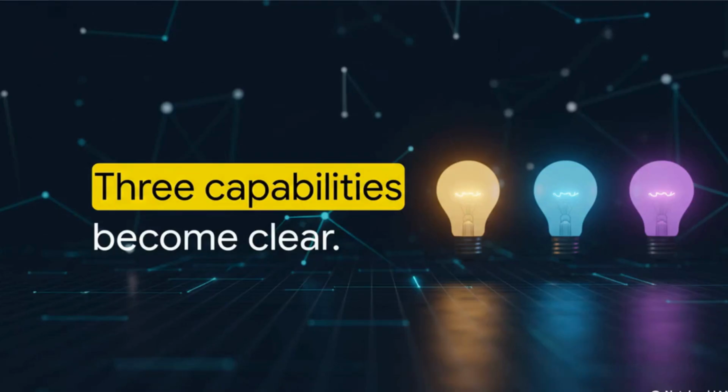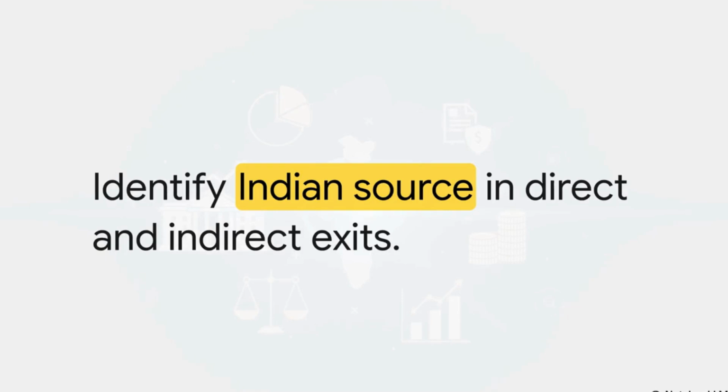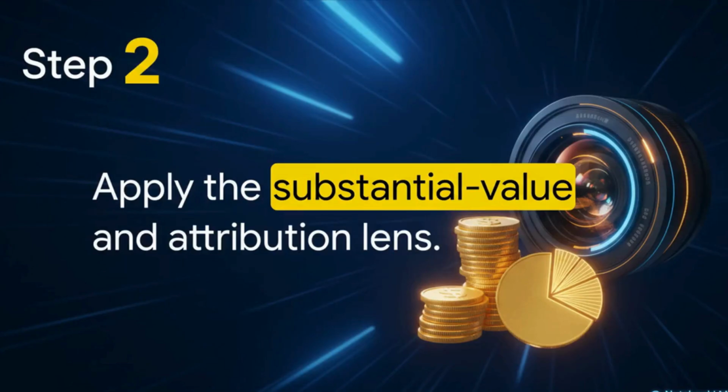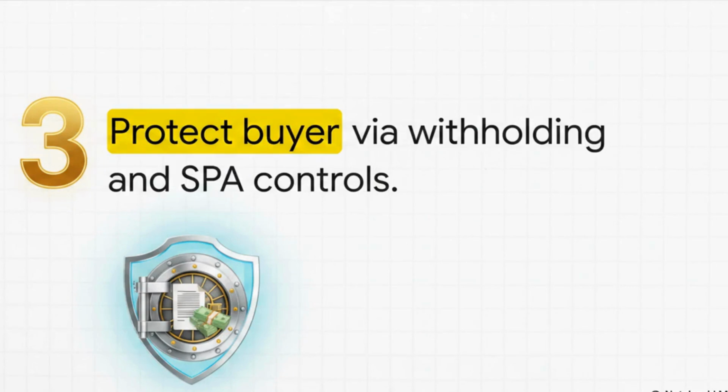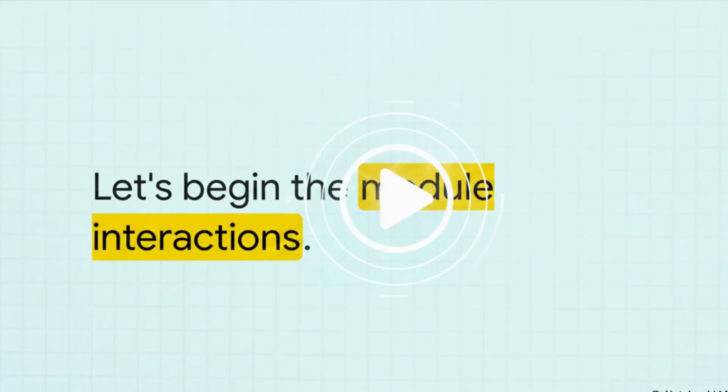By the time you finish, 3 capabilities should become clear. 1. Identify Indian source in direct and indirect exits. 2. Apply the substantial value and attribution lens. 3. Protect the buyer through withholding, certificate route, and SPA controls. Let's begin the module interactions.